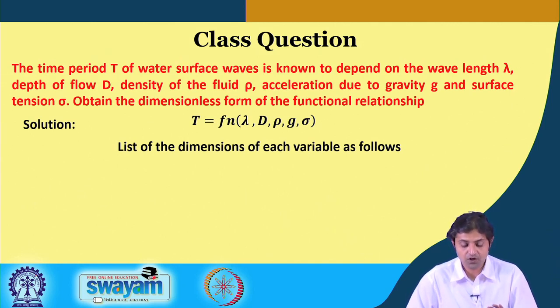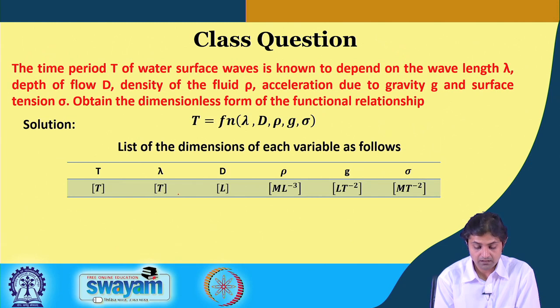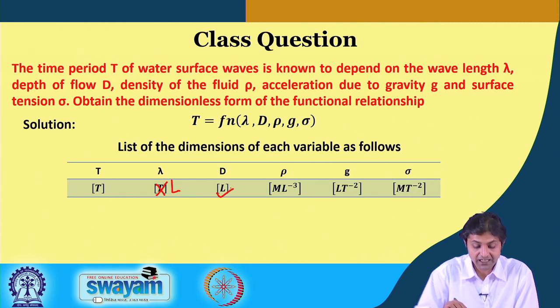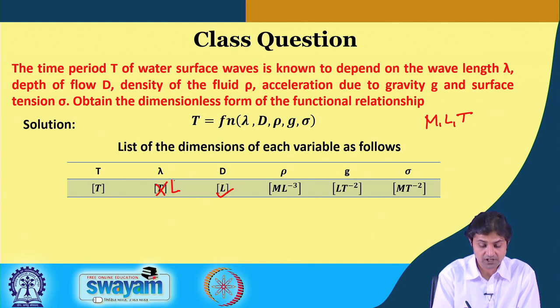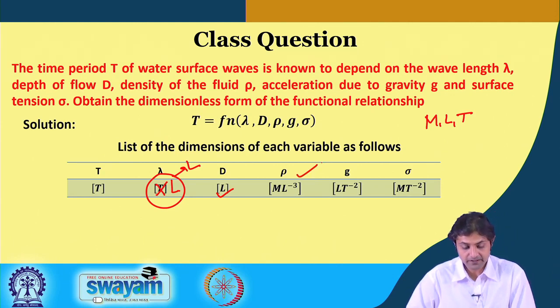The second step is listing all the dimensions. Time period t has dimension t. Lambda is the wavelength, L, and the depth of the flow is also L. Rho is the density of the fluid. We have chosen the basic dimensions as M, L and t. Sorry for this typo, this should be L. Rho is M L to the minus 3, g is L t to the minus 2, and surface tension sigma is M t to the minus 2.